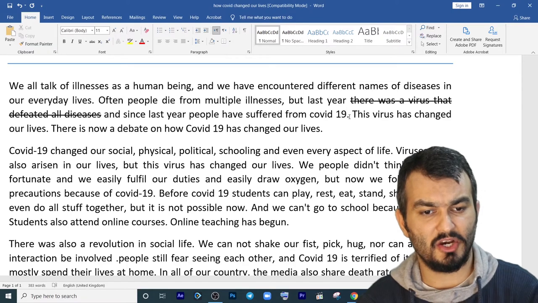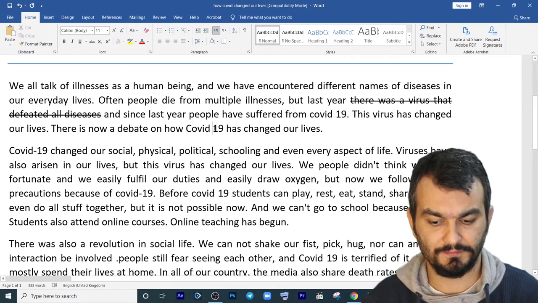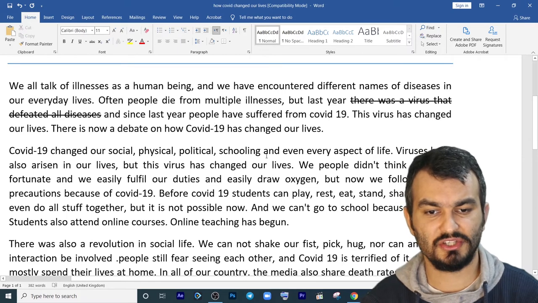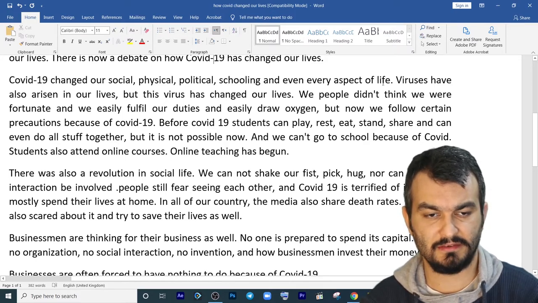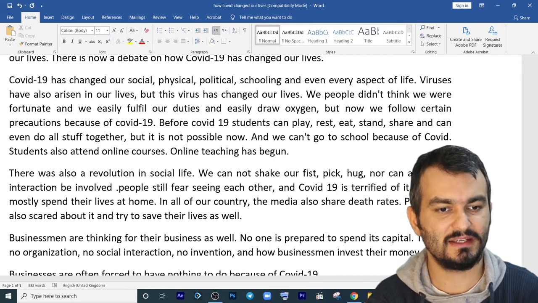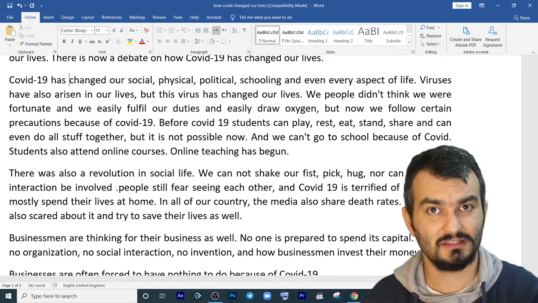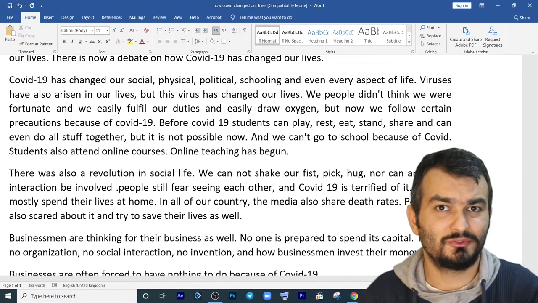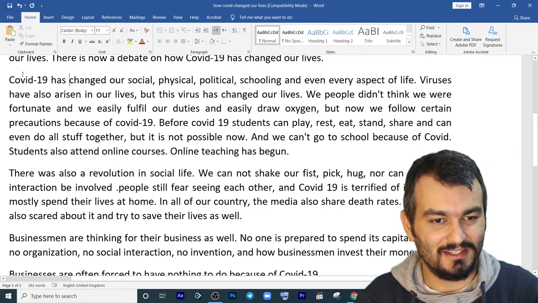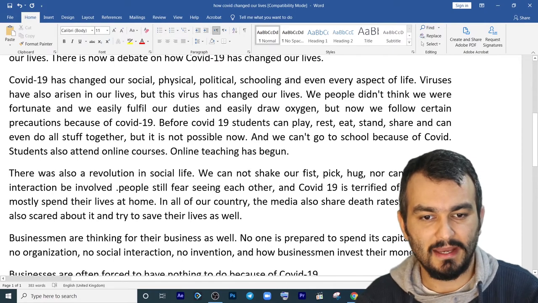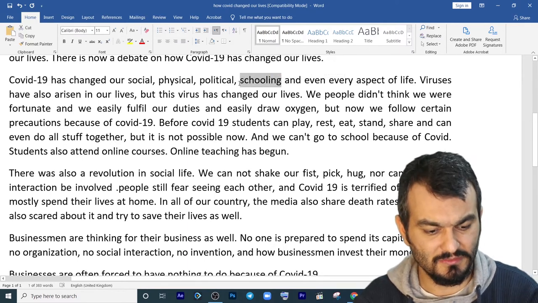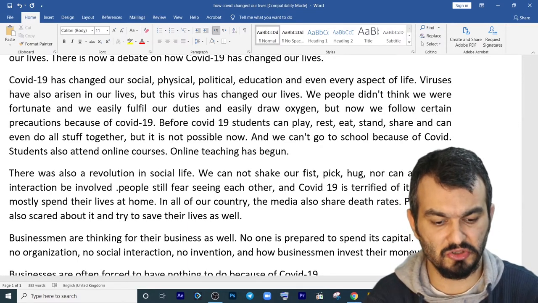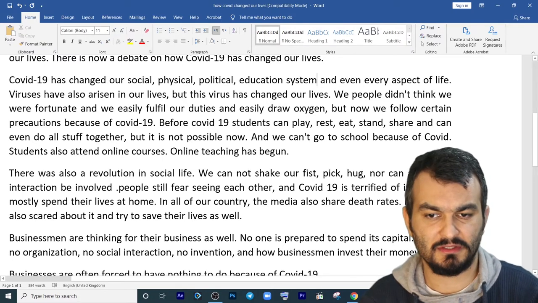"There is now a debate on how COVID-19 has changed our lives. COVID-19 changed our social, physical, political, schooling, and even every aspect of life." Here we can say "has": COVID-19 has changed our social... Why? Because it continues, right? We haven't totally finished with it yet. "Has changed our social, physical, political, and also schooling." Possible, but I would say education, or maybe education system, and even every aspect of life.